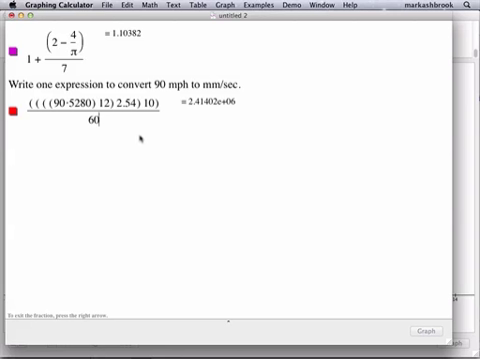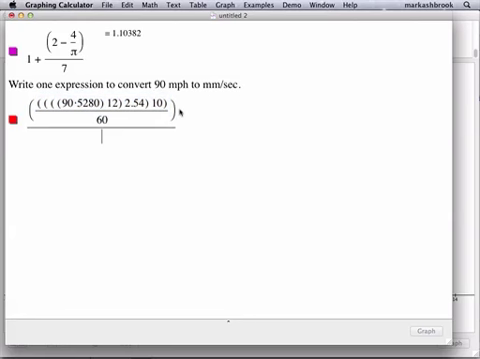What does the value represent? 2.4 times 10 to the 6th. Millimeters per minute. One more time. What do I do? Multiply by 60? So I'm going to take this whole quantity and divide by 60. Any questions?